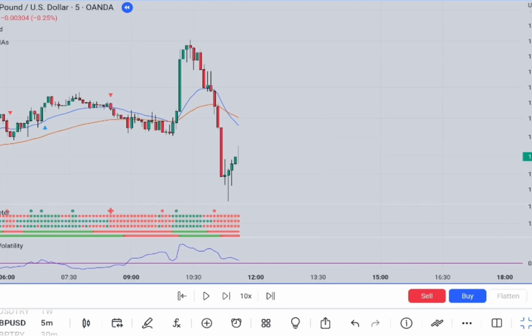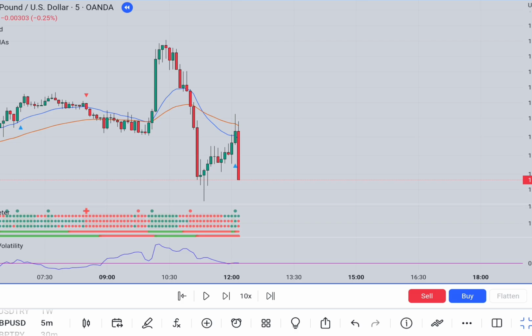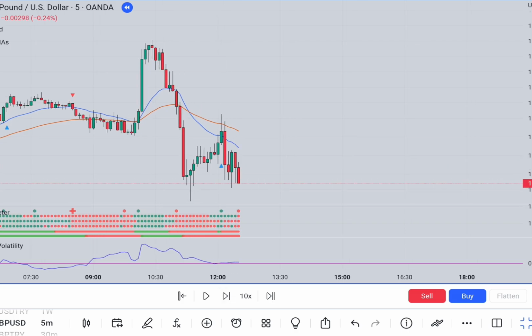The 21 EMA line crossed down the 55 EMA line. The price is trading below the moving average lines, and therefore, we are looking for a short position opportunity. Please note that patience is crucial for success.